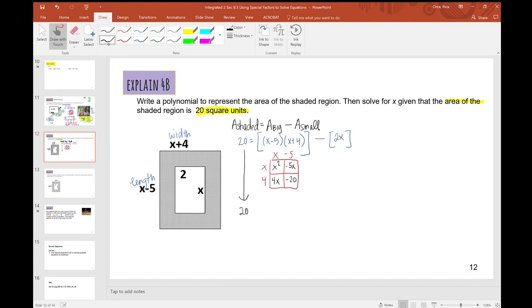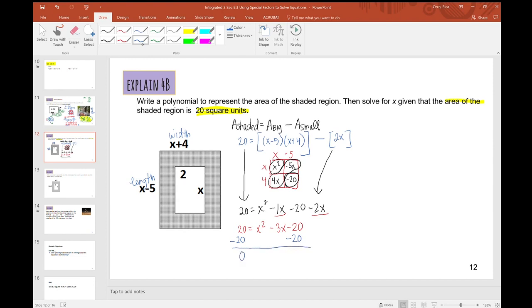We have 20 is equal to x squared, 4x plus negative 5x is negative 1x, minus 20, and then bring down the 2x, so minus 2x. Let's clean this up a bit. So now we have 20 is equal to x squared minus 3x, because negative 1x minus 2x is negative 3x, minus 20. So remember, this is a quadratic equation, so our equation needs to equal 0. Let's subtract the 20 from both sides.